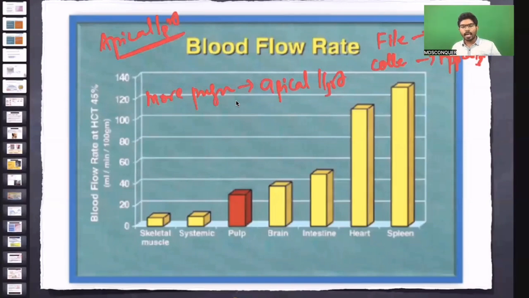Okay, right. So this is again a diagram that is taken from your Ingle. There was a study done comparing blood flow rates in different parts of the body in comparison to the pulp. The blood flow rate is high in the spleen, followed by the heart. Very important physiology question. Then come the intestine and brain. The pulp comes after the brain. Very, very important. They can ask the sequence in sequence-based questions in INI-CET or NEET.